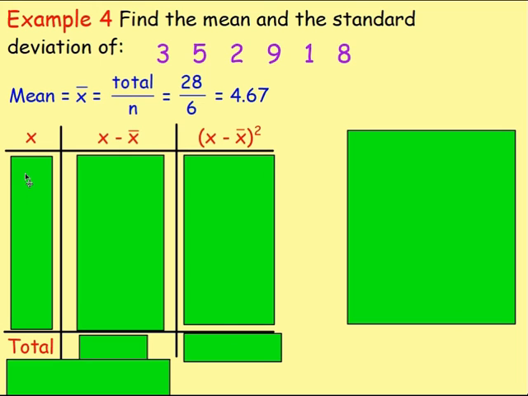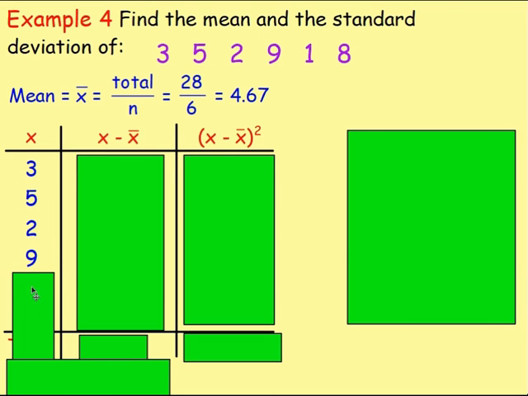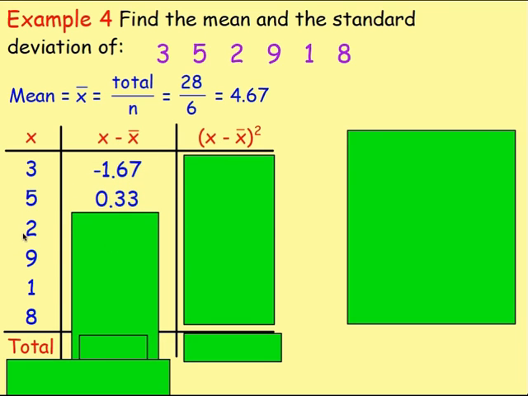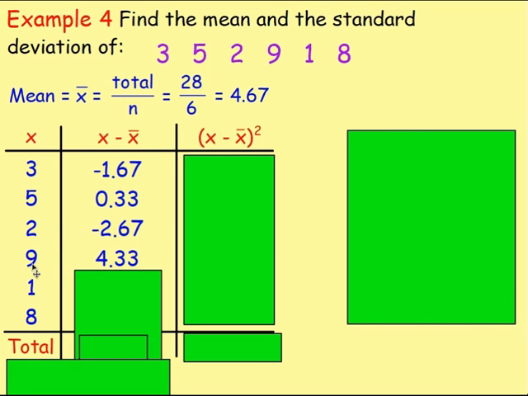We then want to take each of these numbers when we put it into our lovely table. So x is 3, it's 5, it's 2, it's the 9, it's the 1 and the 8. Yes, it is just these numbers we have here in the question. And we're going to take away the mean. So we would do 3 take away the 4.67. We would also do the 5 take away the 4.67. We would do the 2 take away the 4.67. Each of these numbers we're just wanting to take away that mean of 4.67. So 1 take away 4.67 and 8 take away 4.67.